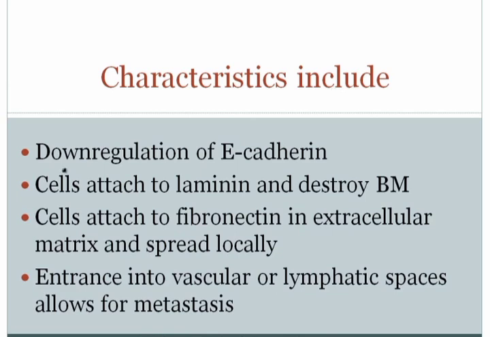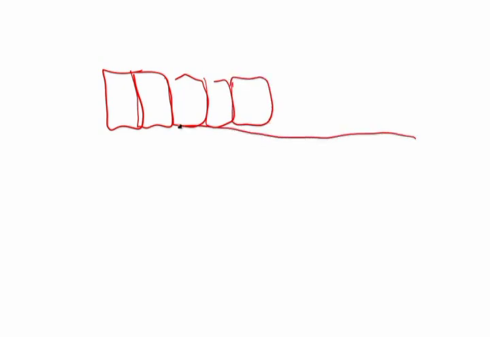The first is downregulation of E-cadherin. Normally, when you look at epithelial cells, you're well aware from histology that epithelial cells sit on a basement membrane, and that these epithelial cells are attached to each other by various molecules, one subgroup of which is called the cadherins. And within cadherin, a particular molecule is E-cadherin. Now, cadherins keep the cells attached to one another.